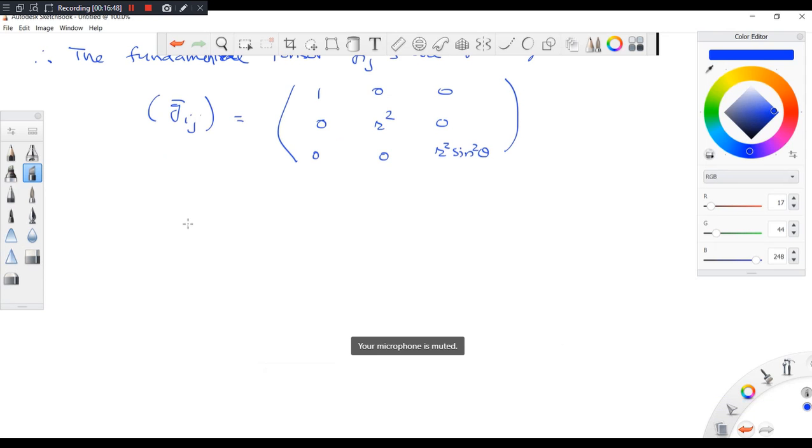Now you want to find out the conjugate tensors. Conjugate tensors means upper indices. Okay, so for that what do you need? You need the cofactors. G bar 11 is equal to the cofactor of G11 bar. How will you find out that? What's the technique I told you? Minus 1 raised to 1 plus 1, add these suffixes, then remove the first row and first column and take the determinant of the rest: r² 0, 0 r² sin² theta.